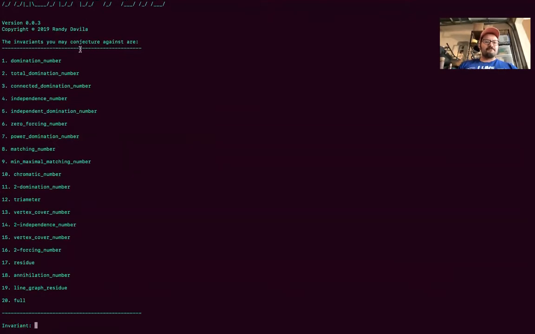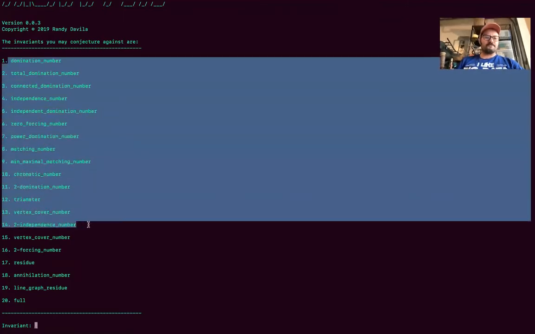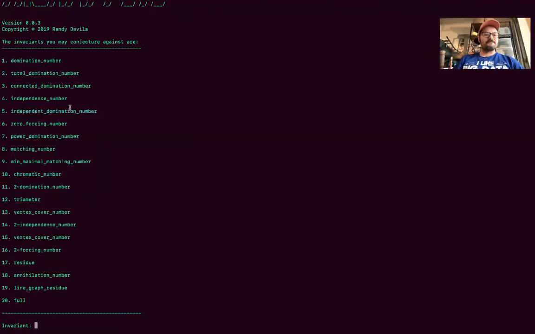So TxGraffiti will make conjectures on graph theory invariants. An invariant is a property that doesn't change on how you draw the graph. It's invariant under transformation. That's kind of a quick and easy way to think about it. So here are some numerical properties that you can compute on graphs. So we have domination number, total domination number, and so forth.